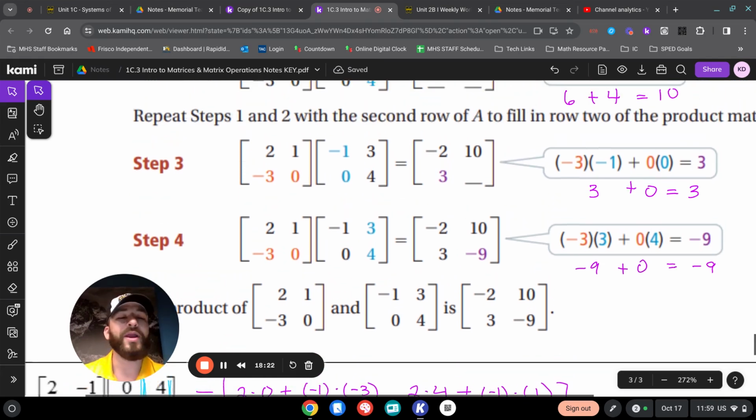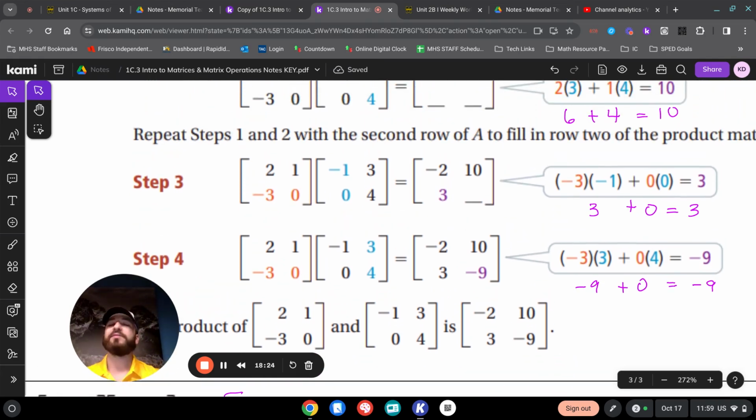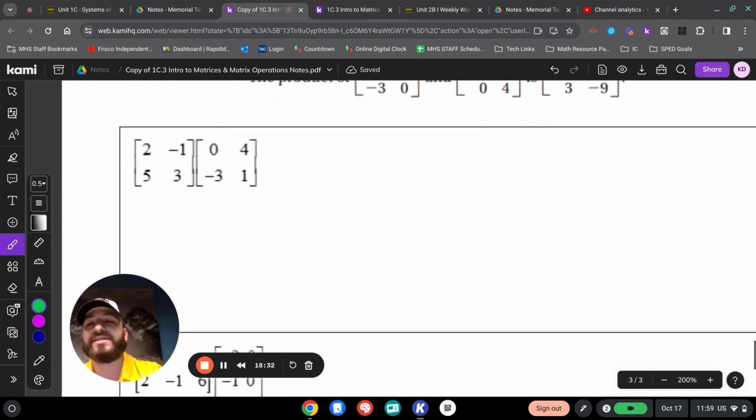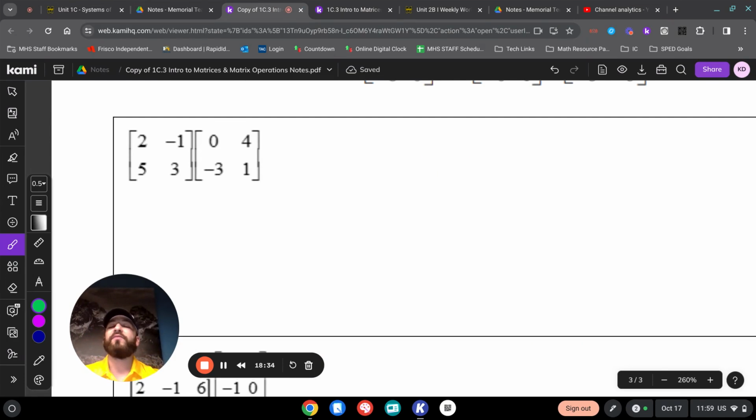Now, it can seem a bit weird and a bit convoluted. That's why we're going to do lots of practice with this, because this skill is really what we're going to apply to actually solving our system. So let's look at this first example: 2, -1, 5, 3 times 0, 4, -3, and 1. Now, quick thing to check.